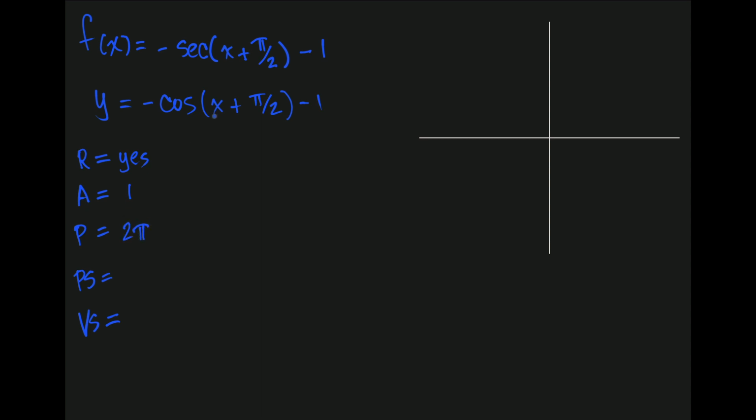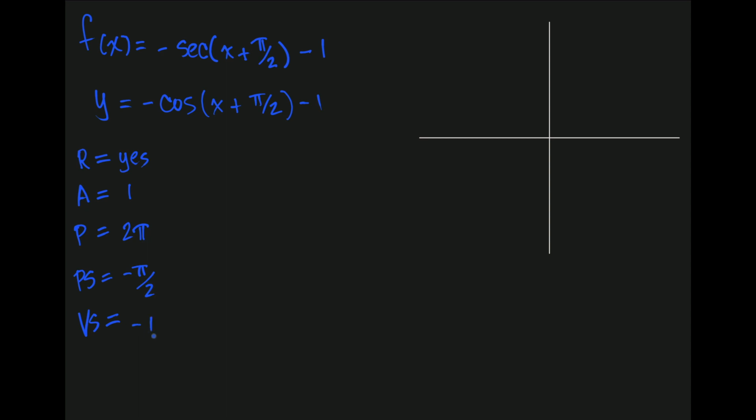The phase shift, if we don't have a leading coefficient other than 1 here, then the phase shift is the opposite of what we see right here. If there is a coefficient, we have to take this and do the opposite of c divided by b. So here, pretty straightforward. It's just the opposite of pi over 2. And then the vertical shift is last, -1.